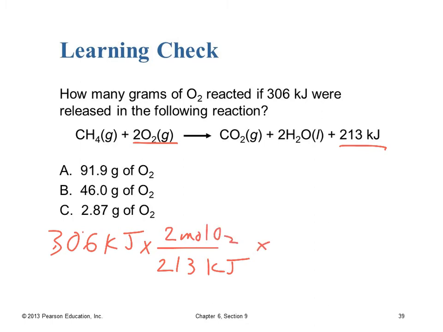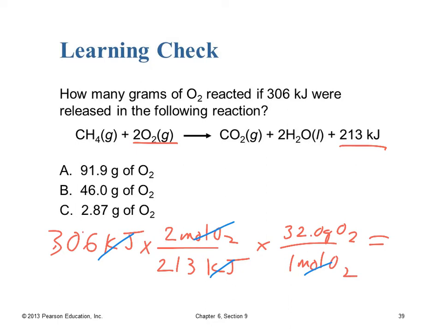So I've gotten rid of kilojoules. I now have moles of oxygen. I don't want moles of oxygen. They're asking for grams of oxygen. I know that 1 mole of oxygen is 32 grams of oxygen, thanks to my periodic table. Grams of oxygen is the unit I'm looking for, so I must be done.